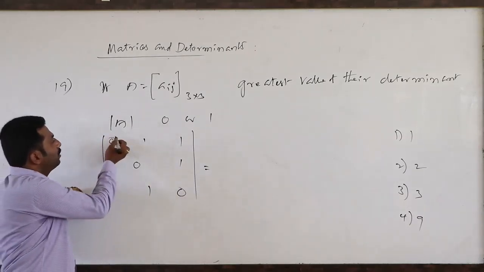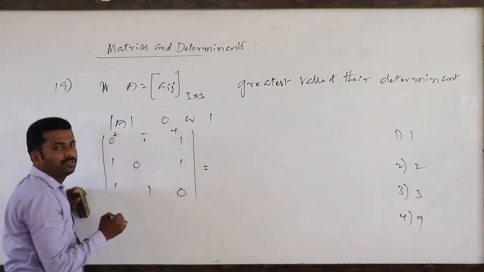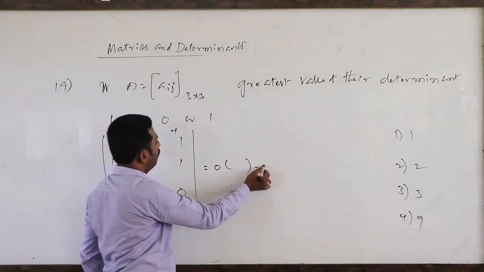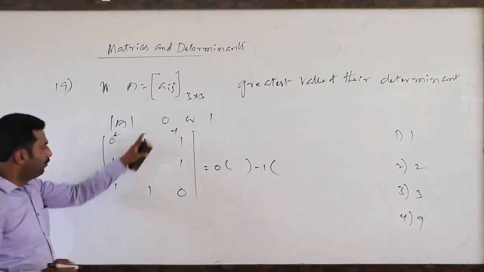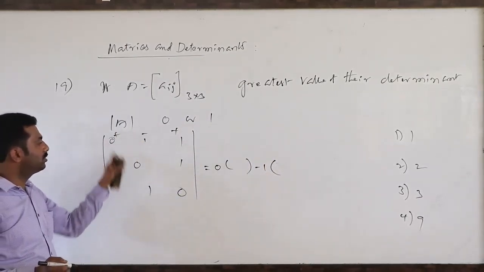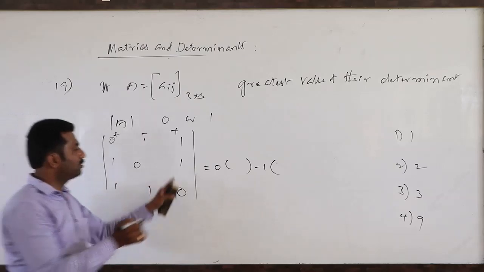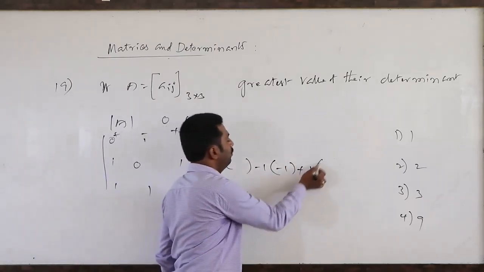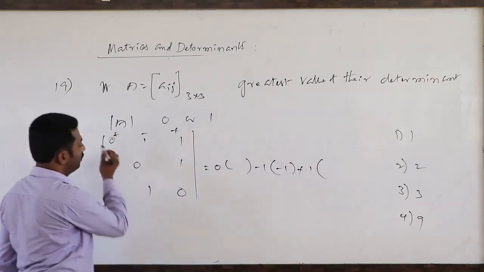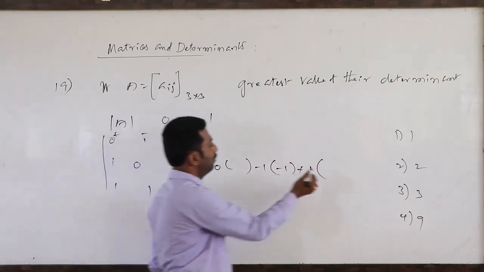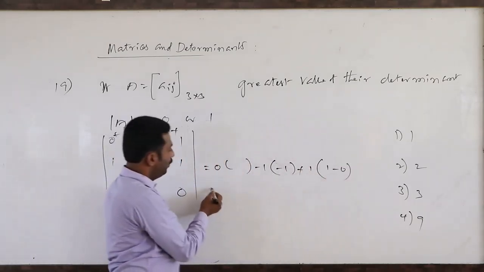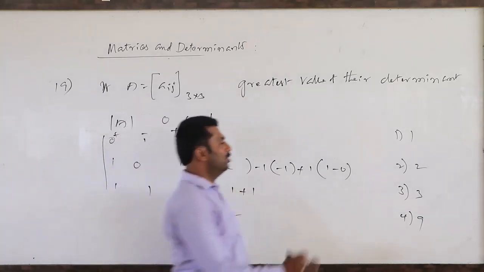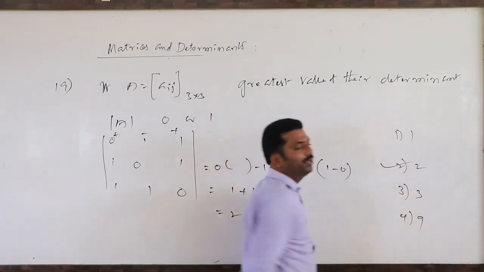According to the first row you expand. First row: 0 into something is 0. Minus 1 into, if you close this column and this row, 1 into 0 minus 1, plus 1 into, you close this column and this row, 1 minus 0. So very clear, this is 1 plus 1, so the answer will be 2. So the greatest value of the determinant is 2.